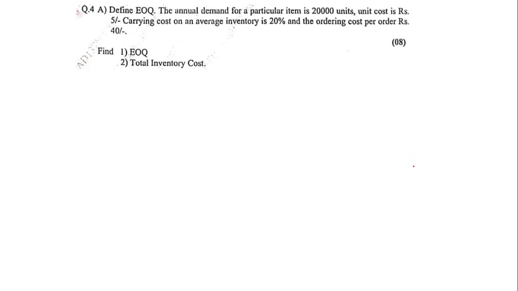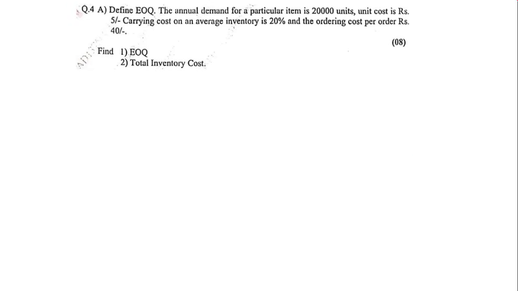The annual demand for a particular item is 20,000 units. The unit cost is rupees 5. The carrying cost on an average inventory is 20% and the ordering cost per order is rupees 40. They're asking us to find the EOQ and the total inventory cost. Okay, so now let us see how to solve such kind of sum.